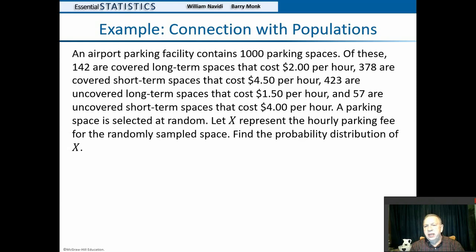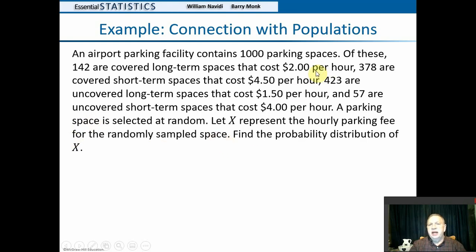A parking space is selected at random, so I go into the parking lot, I just drive around for a few minutes, and then I say, oh, there's one, I'm going to pull into that. So I'm going to set this up as a probability distribution. Let X represent the hourly parking fee for the randomly sampled space.